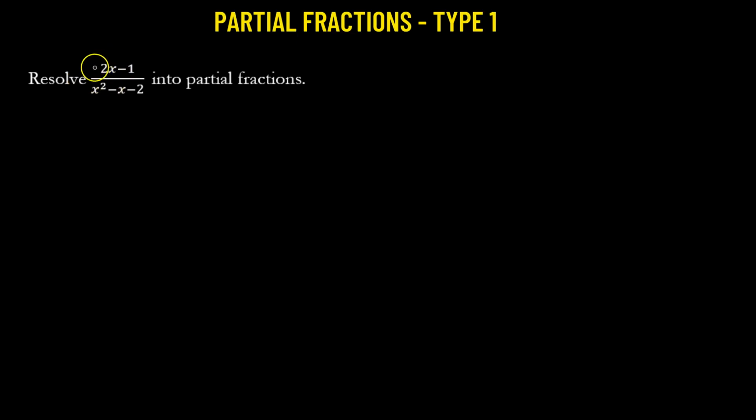In this problem, we need to resolve the given rational fraction into partial fractions. So let's begin. First, we need to check that the degree of the numerator must always be less than the degree of the denominator. Clearly, if we look at the numerator, the highest power of x in the numerator is 1 and the highest power of x in the denominator is 2.